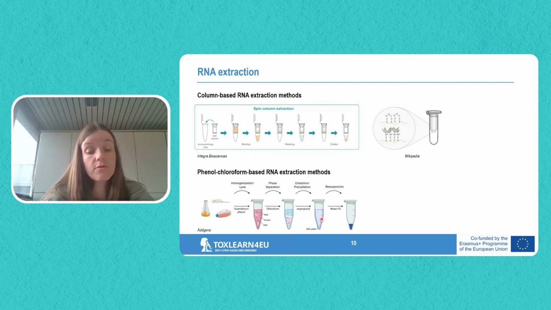This will cause the RNA to precipitate, so you get the formation of an RNA pellet. This can then be washed with additional steps of adding ethanol and removing it again. And then in the end, you can resuspend the RNA in water, and you also end up with your RNA sample.